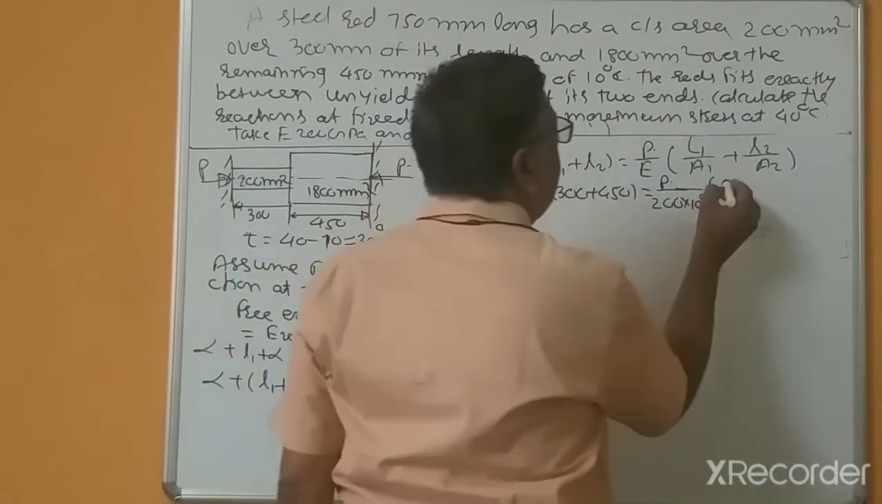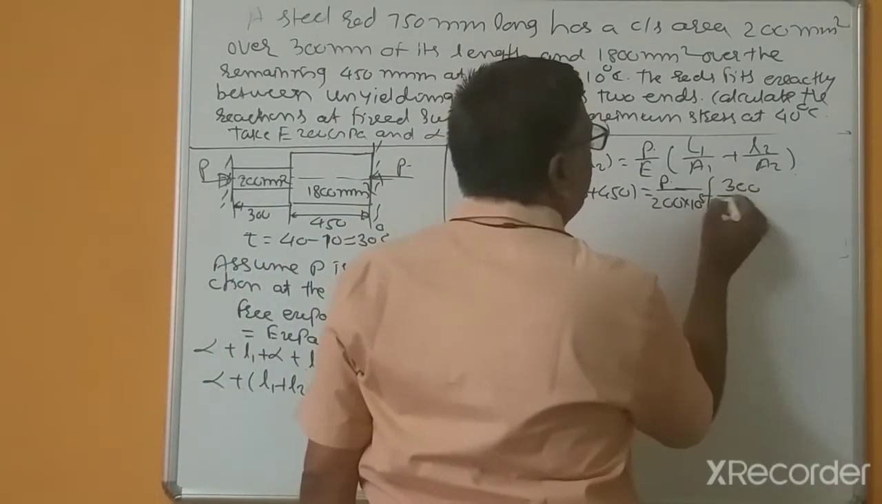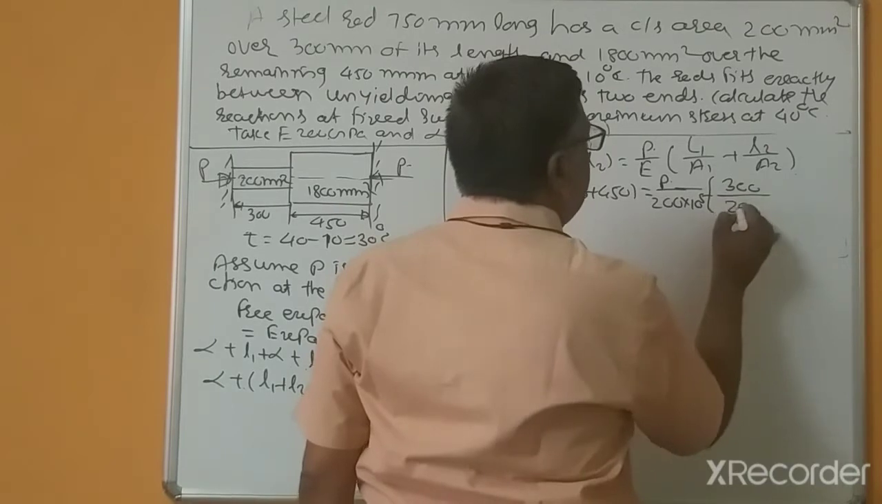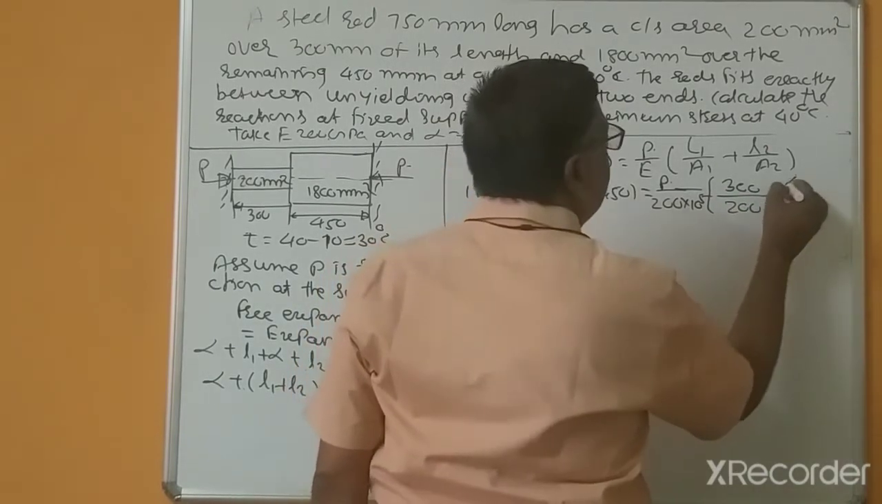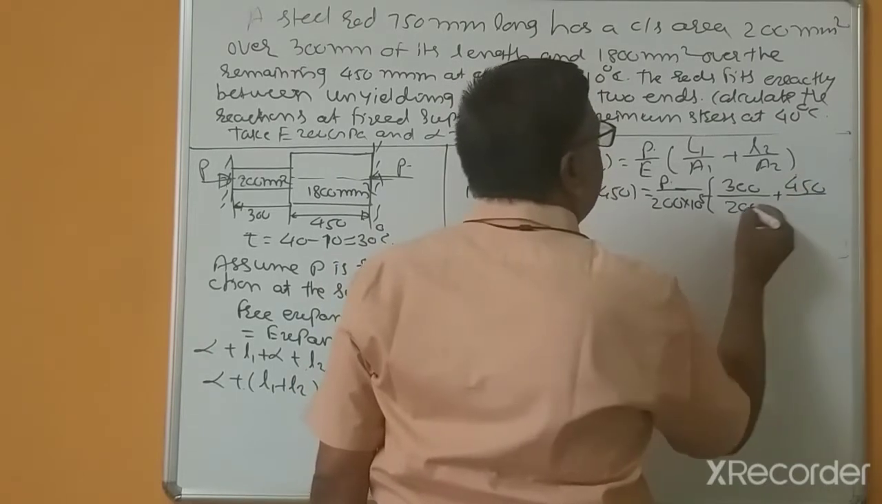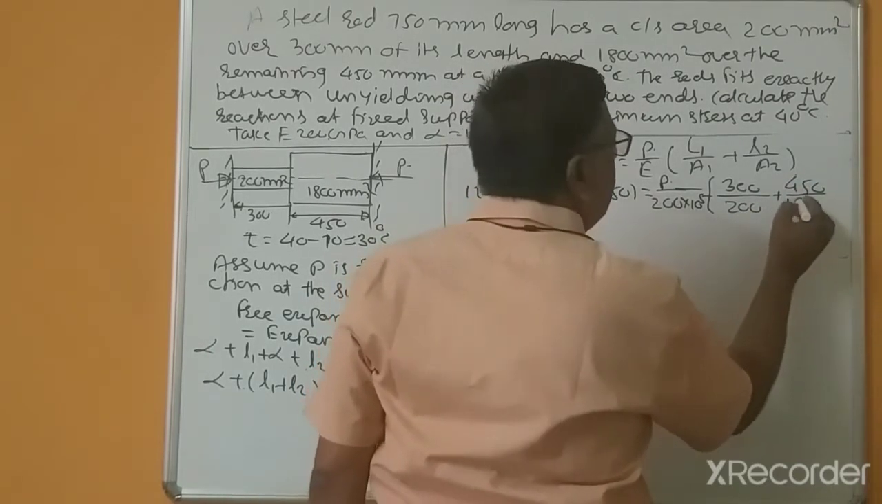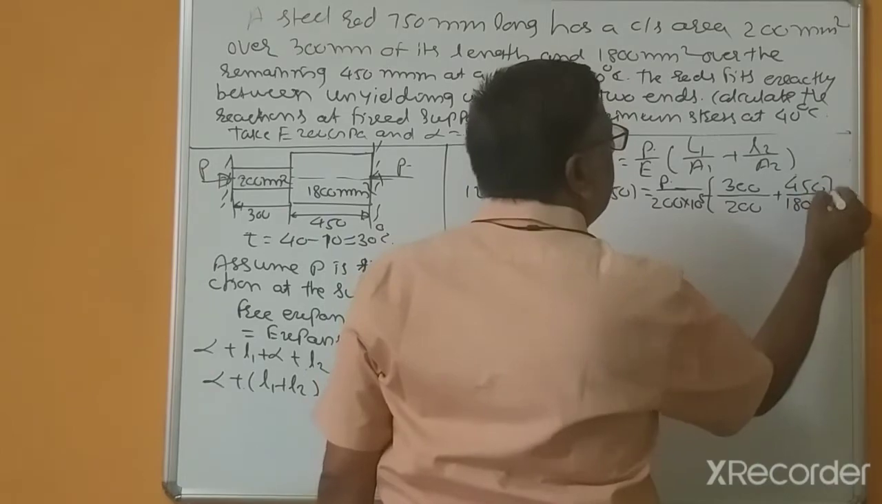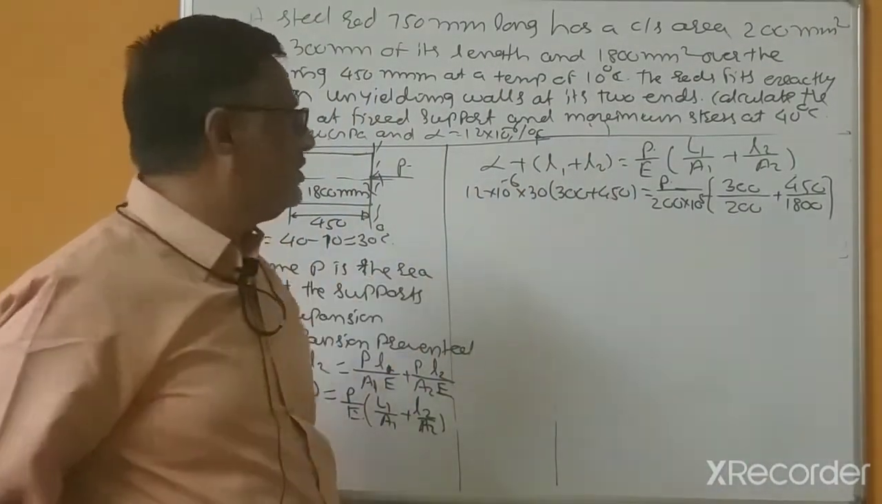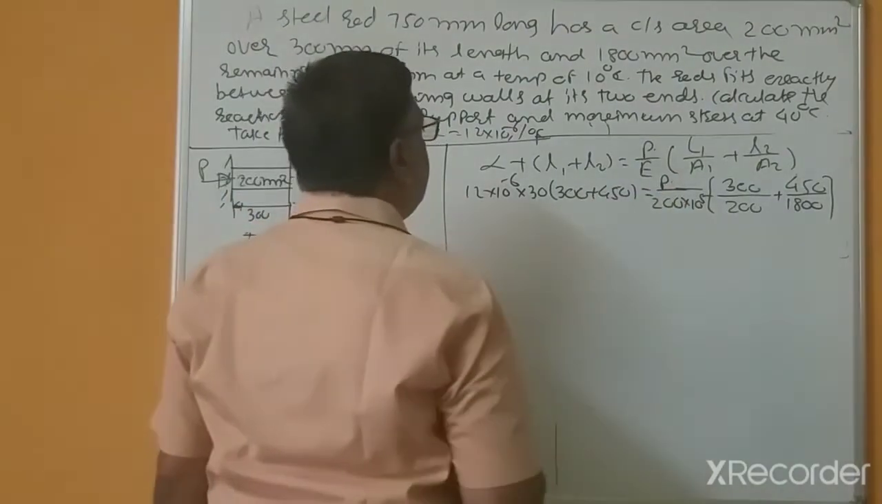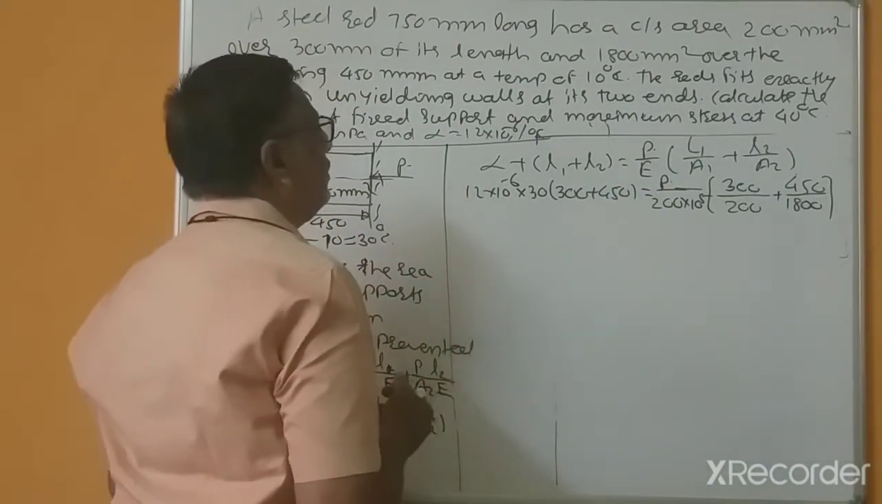multiplied by 10 to the power 5, L1 300, A1 200, L2 450 divided by E2 1800. Alright. Now only one unknown, that is P. So now you can calculate P.